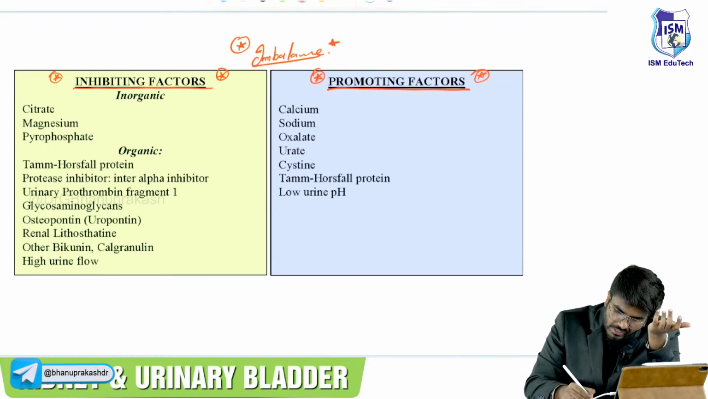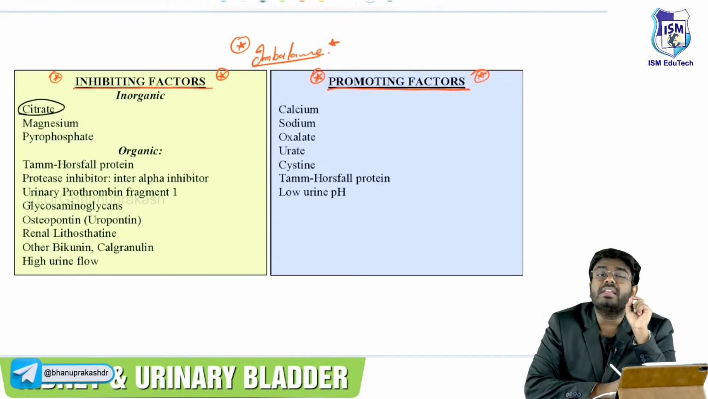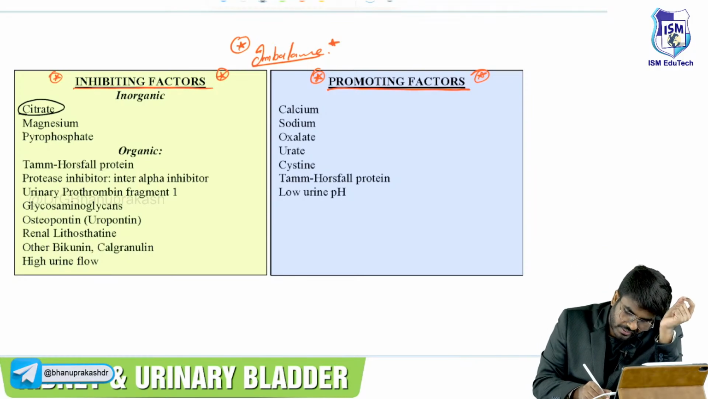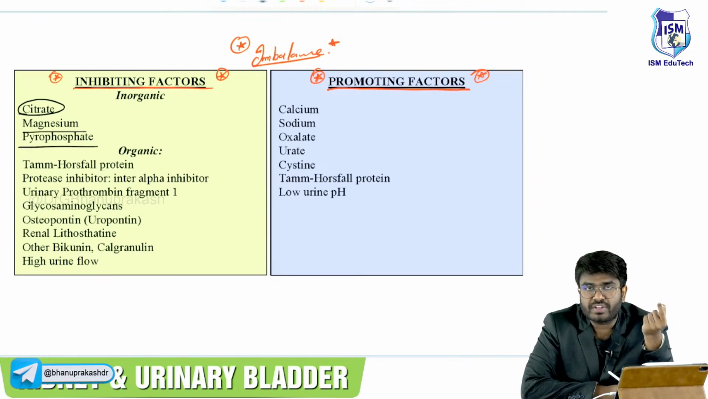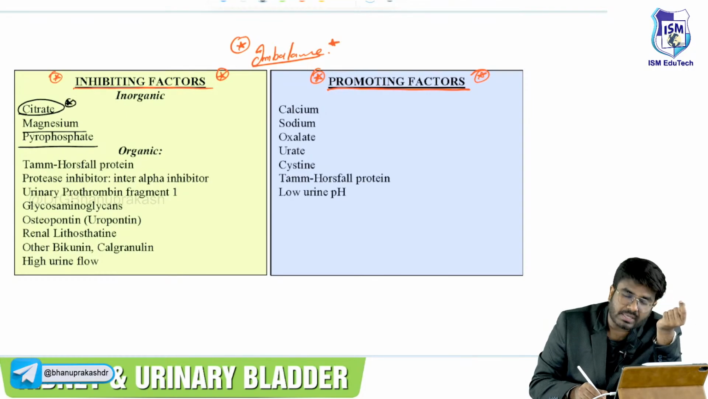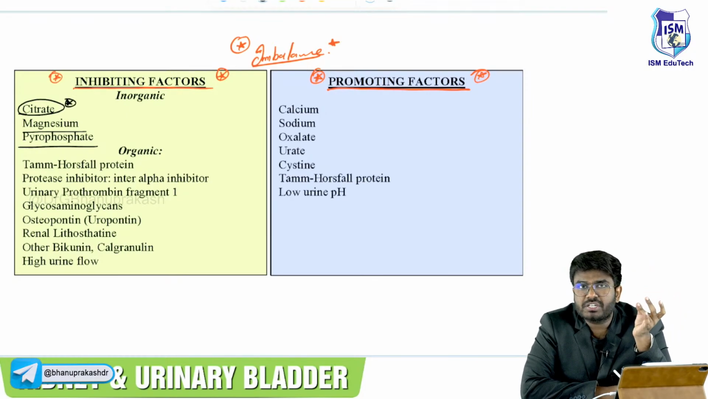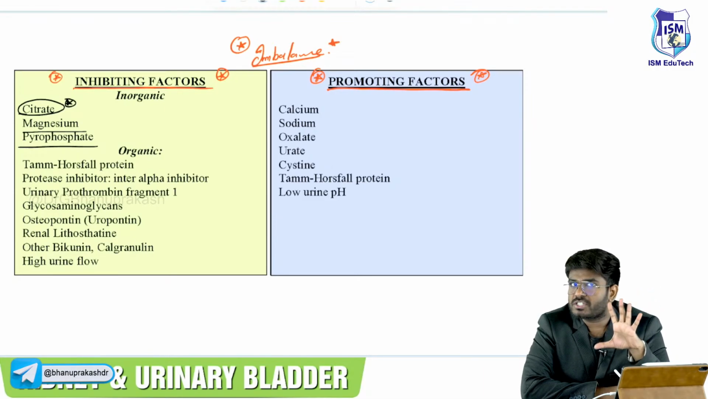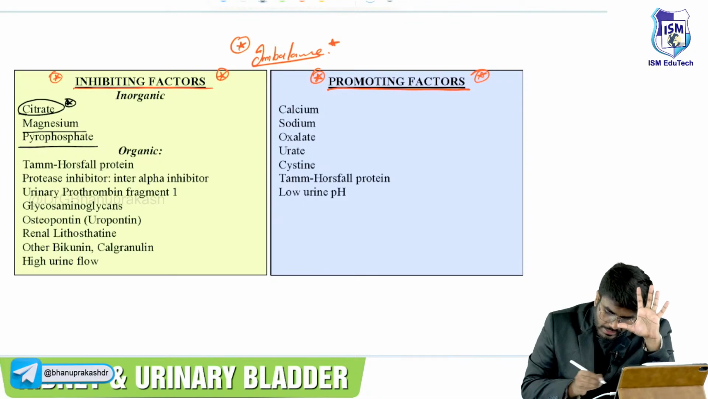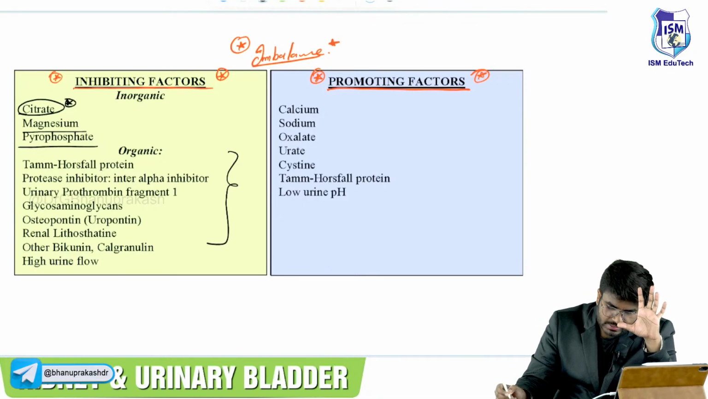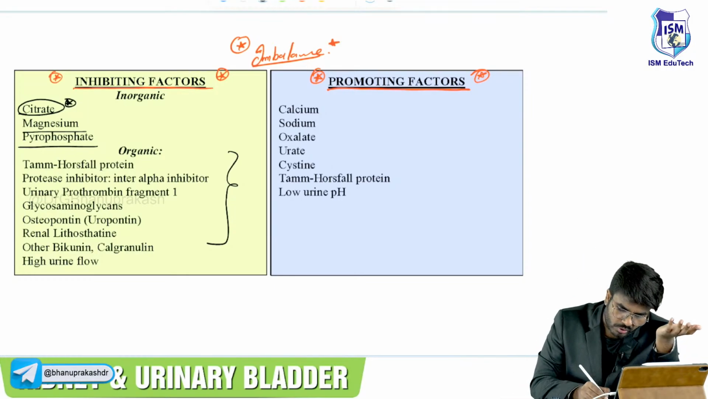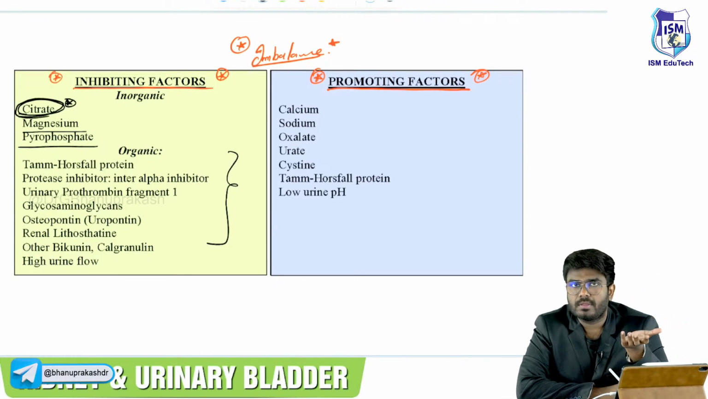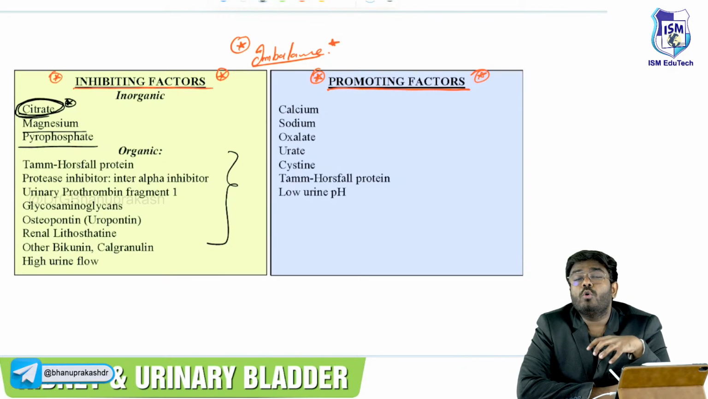Now the important points which I want you to know are citrate, very very important, citrate, magnesium, pyrophosphate. These inorganic substances present in the urine will always try to inhibit stone formation. There are certain organic things also which can inhibit stone formation, but the most important point which I want you to know is citrate.